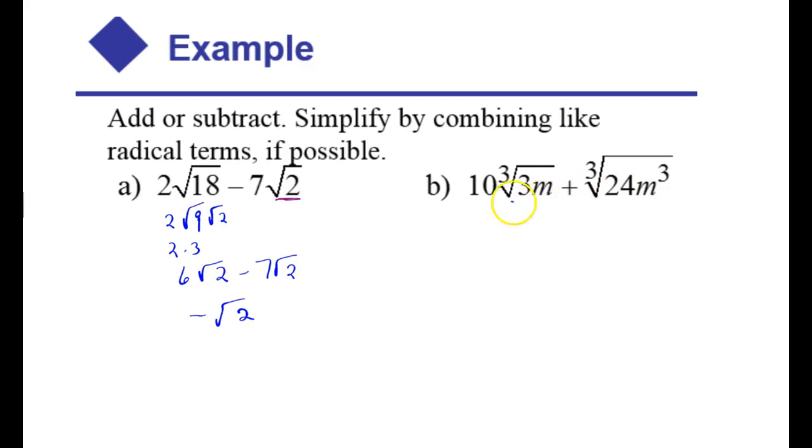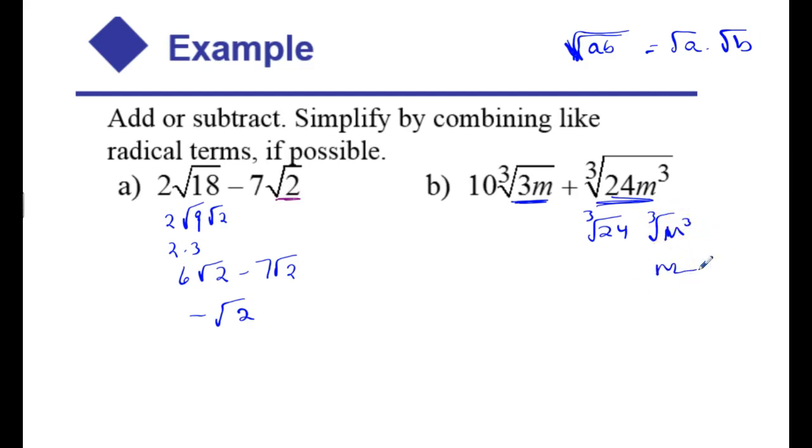Likewise over here, maybe we could simplify so we can get the same like terms to combine. So I'll break this up, the cube root of 24 and the cube root of m cubed, because we remember a rule that said the square root of ab is really equal to the square root of a times the square root of b. Same works for cube roots. And the cube root of m cubed is just m. 24 can be broken up into the cube root of 8 and the cube root of 3.